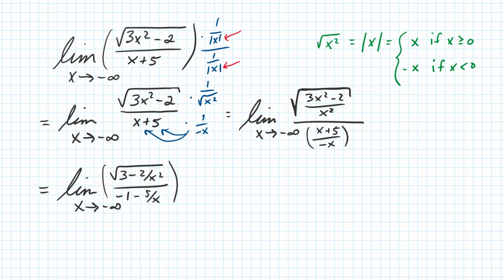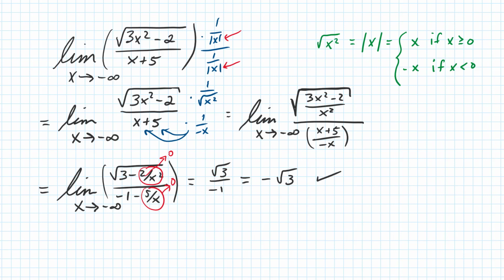Now at this point, we could see that when x goes to negative infinity, 2 over x squared, 2 over something really big, is going to tend towards 0. And same thing over here, 5 over negative infinity, that's also going to tend towards 0, 5 over a very big number. And so when I do the direct substitution, and I analyze this in the limit, I'll be left with square root of 3 over negative 1, because those two terms are going to go to 0. And that leaves me with the limit here, negative root 3.